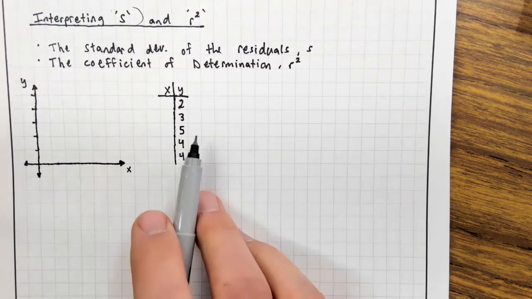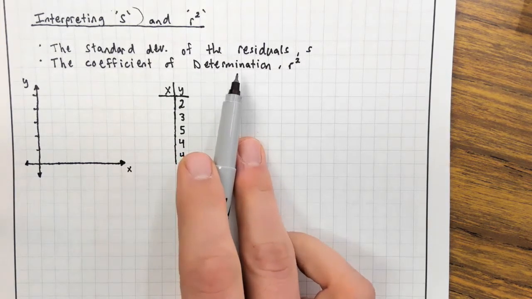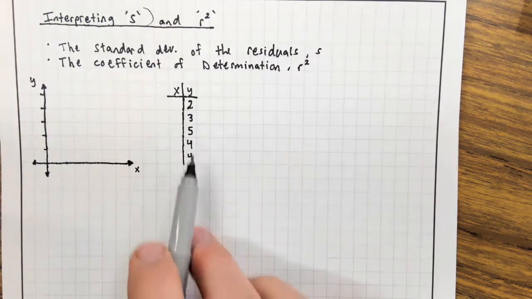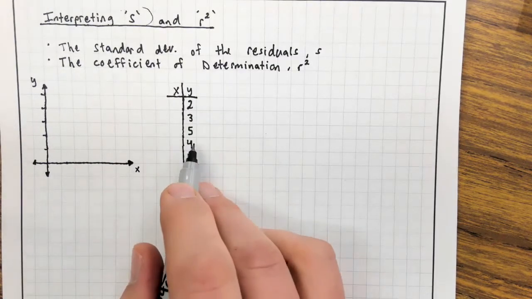So anyways, it's kind of how much error have we gotten rid of by creating a regression line. And so I've got this data right here for you. We got some y values. The y values are 2, 3, 5, 4, and 4.